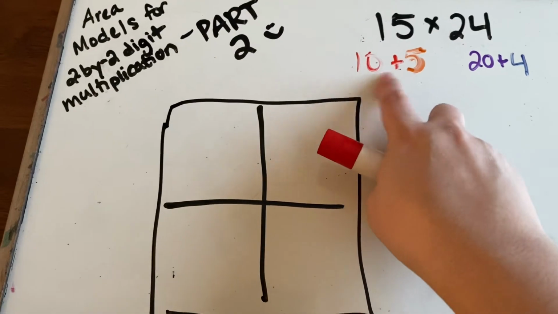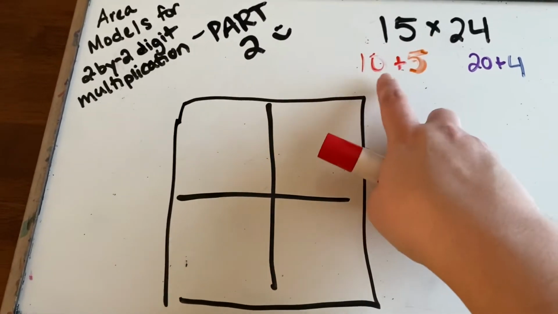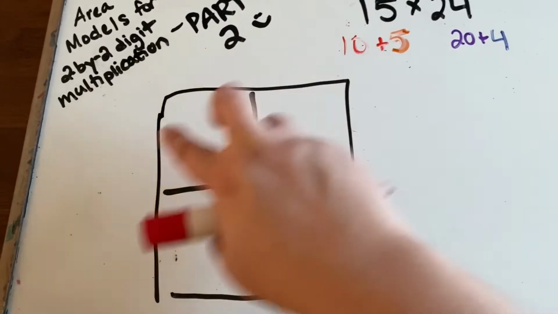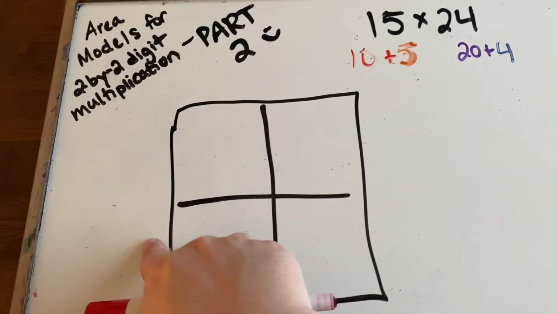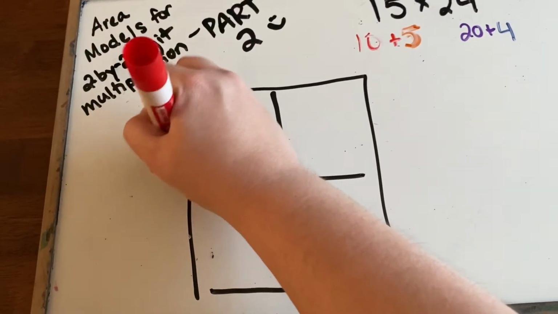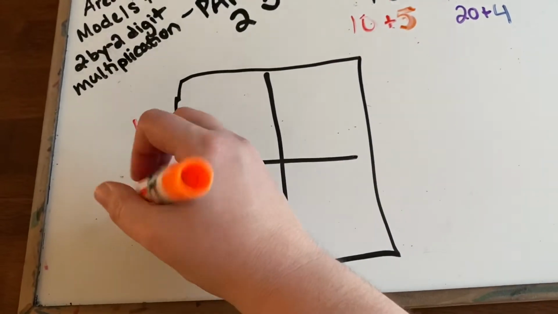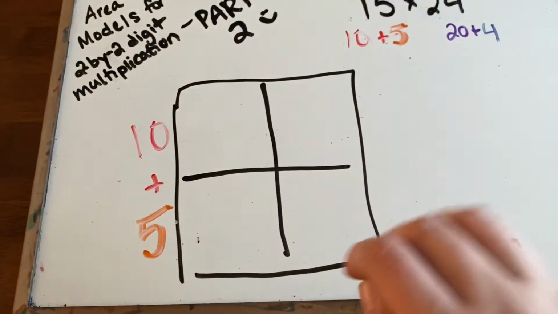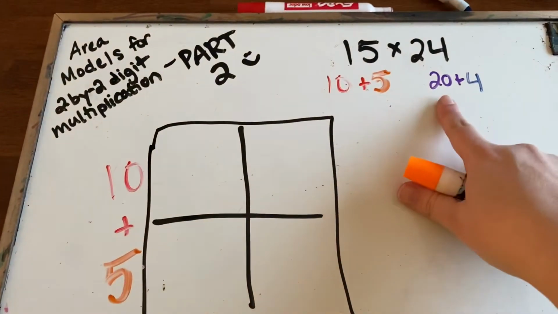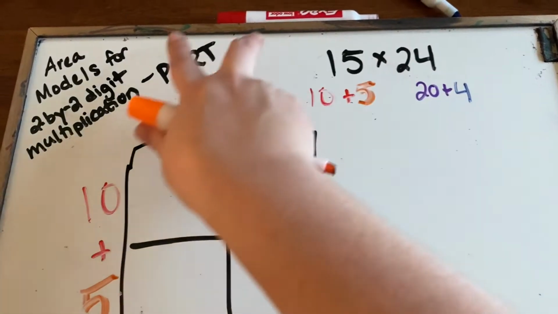So I'm going to put this one on the side. I usually start with the first one on the side. So I have 10 plus 5. I'm going to put one piece up here and one piece down here. 10 plus 5. Okay. And then this one is 20 plus 4. I'm going to put those two pieces on top.